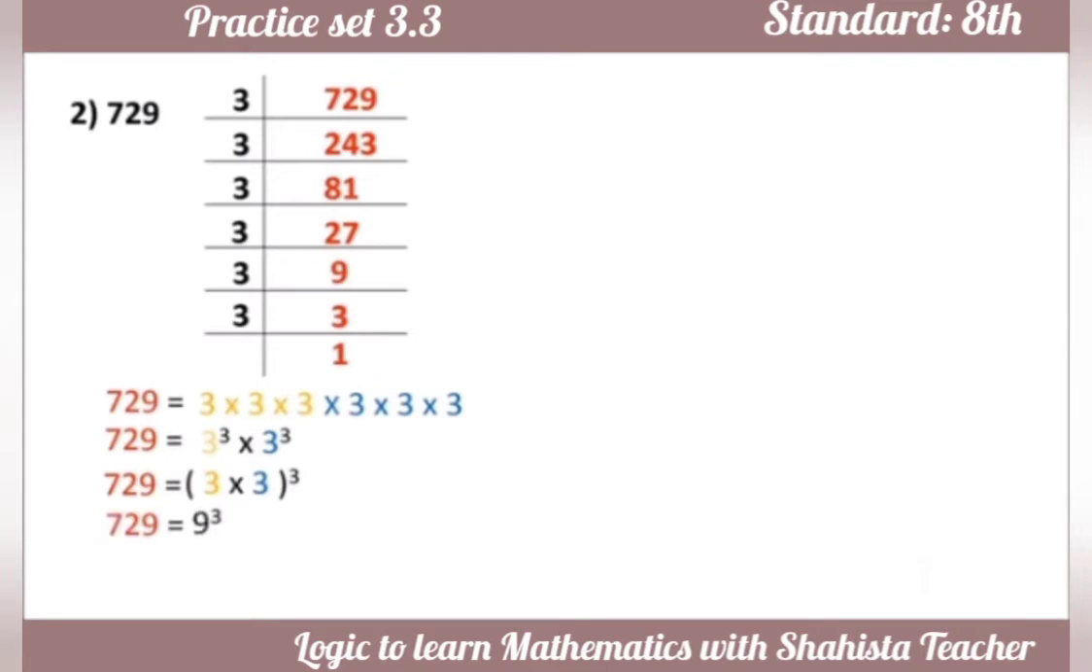So here we can write that cube root of 729 is equal to 9. Is that clear, my dear students?